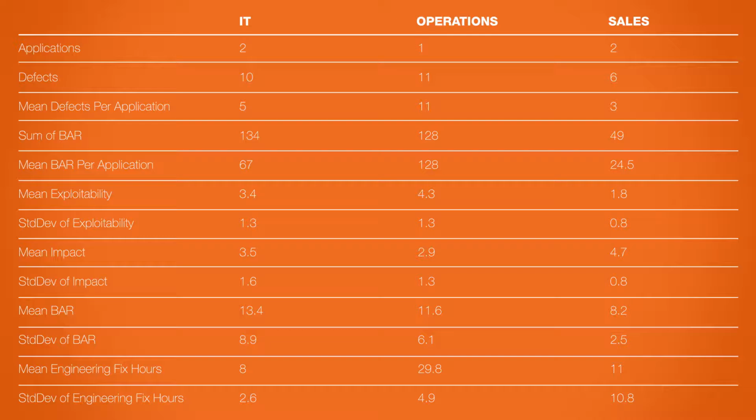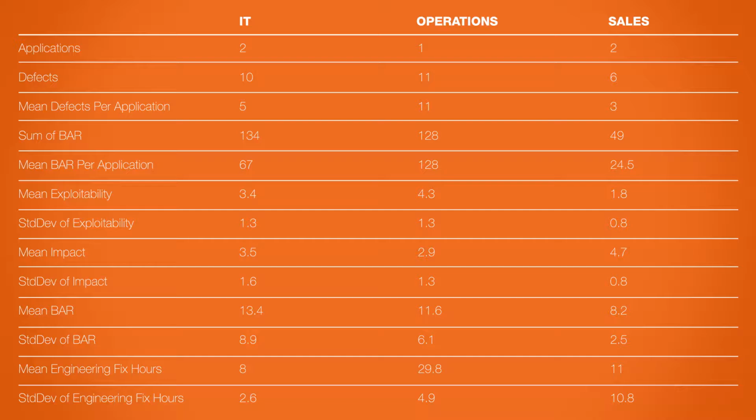Two summary statistics: mean defects per application and mean BAR per application. Both of these metrics help us understand how well each department writes code. There are several key observations. Operations, the application group, appears to be worst off based on the number of defects per application, which is 11, and the risk carried by each, with a BAR score of 128.